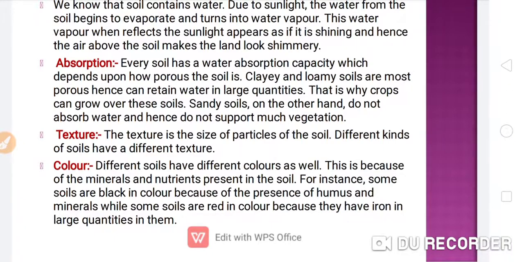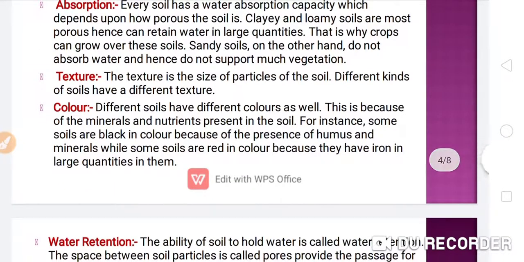Now texture of soil. The texture is the size of the particles of the soil. Different kinds of soil have different textures, as we have discussed in the earlier slide, the previous slide we have discussed already.